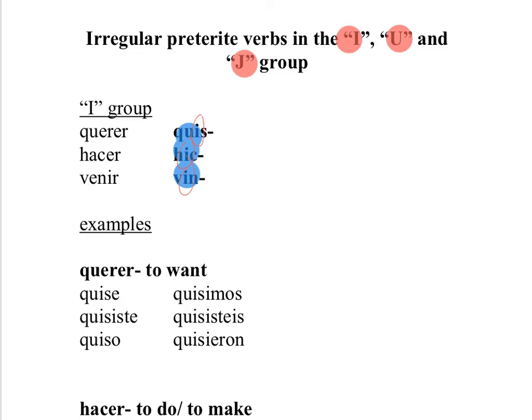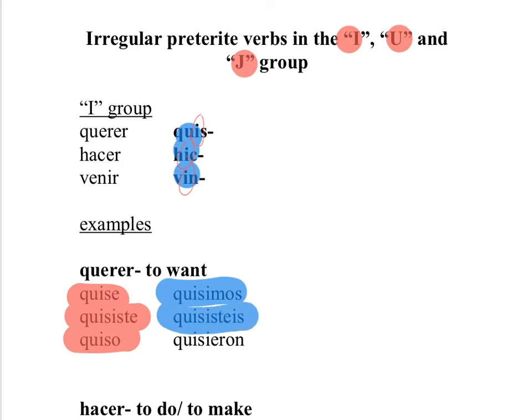Okay. Querer, to want. Yo quise. Tú quisiste. Usted, él, ella quiso. Nosotros quisimos. Vosotros quisisteis. Ustedes, ellos, ellas quisieron. So we can see that they all have the letter I, and they're definitely irregular. They don't look like our normal pattern of what we see with our regular verbs.